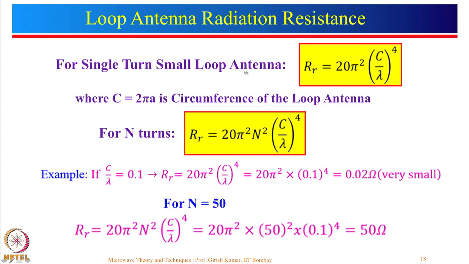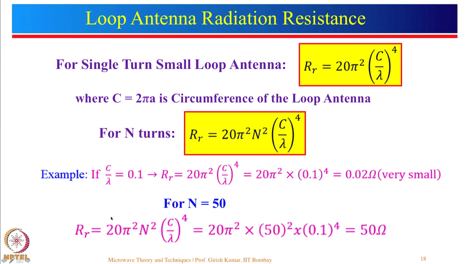So for a single turn small loop antenna, radiation resistance is given by this particular expression, where C is nothing but 2 pi a, or you can say 2 pi R, which is the circumference of the loop antenna. Just to tell you, this particular expression is valid for a circular loop antenna. However, if it is a rectangular loop antenna, in that particular case, circumference will be equal to 2 times L plus W. Now, this radiation resistance increases by a factor of N squared if we use N turns. So for an N turn loop antenna, RR becomes N squared times this particular expression.